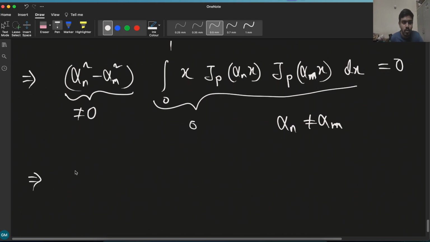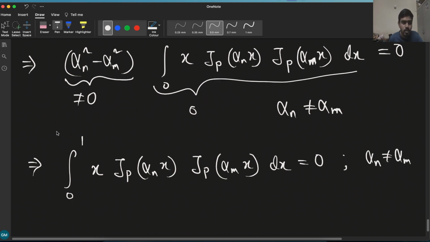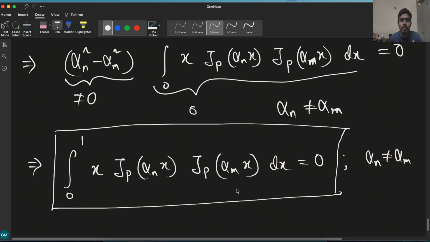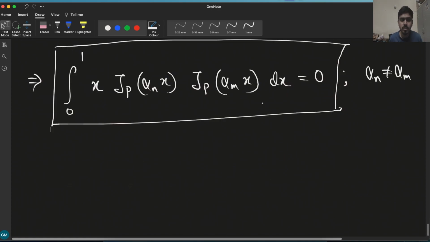So basically what we just proved is integration from 0 to 1 x Jp of alpha n x times Jp of alpha m x dx equals to 0 when alpha n is not equal to alpha m. This is the orthogonality of Bessel functions. This is how it is defined. It is not like the Legendre polynomials. Now let me talk about the normalization of these Bessel functions.